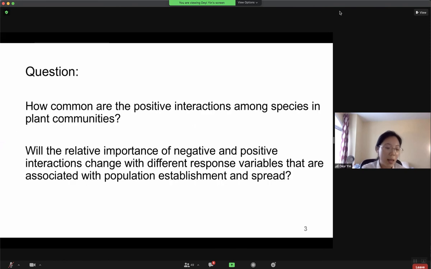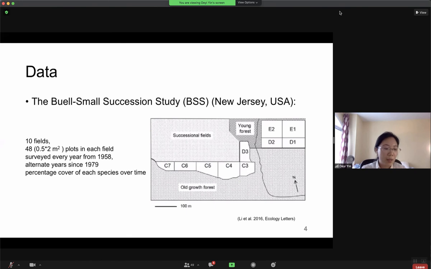So in this study, our first question is to ask, how common are the positive interactions among species in plant communities, and will the relative importance of negative and positive interactions change with different response variables that are associated with population establishment and spread? To address these questions, we use the data of Beal small succession field, which to our best knowledge is the longest continuous study of post-agricultural secondary succession.